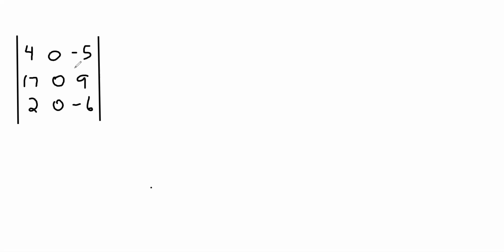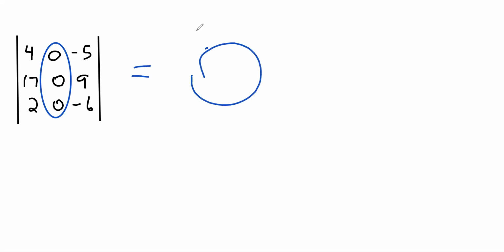Let's take the determinant of this 3x3 matrix. Wait a minute. I can expand along any row or column I want. If I expand along that column, it's a column of zeros. I'm not even going to write that out. You should immediately be able to see that this determinant will just be zero.